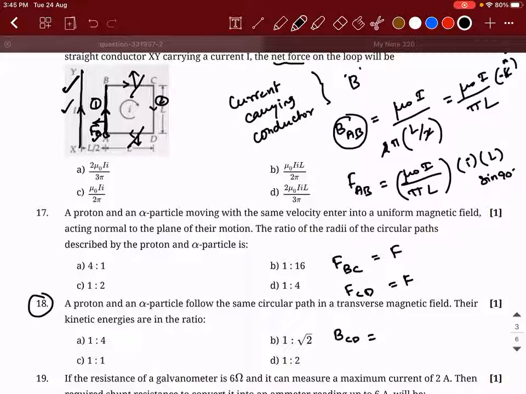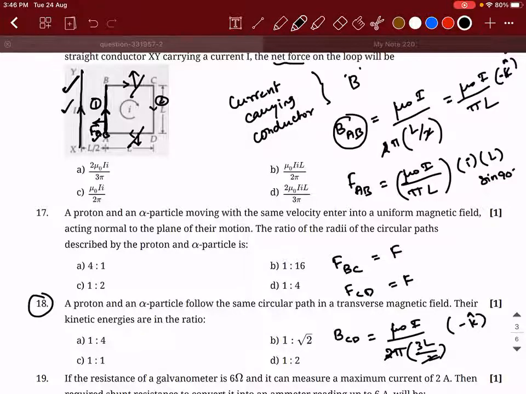Magnetic field near the conductor CD due to XY. Mu naught I divided by 2 pi into what is the distance? 3L by 2. Very good. It is 3L by 2. This and this will get cancelled. This is also in the direction of minus k cap, into the plane.